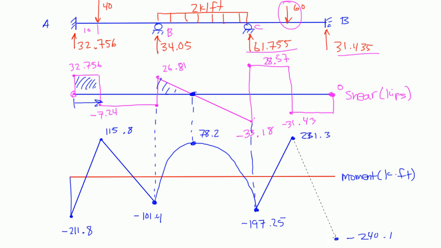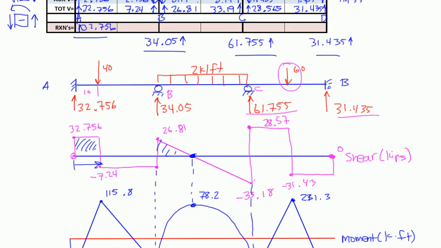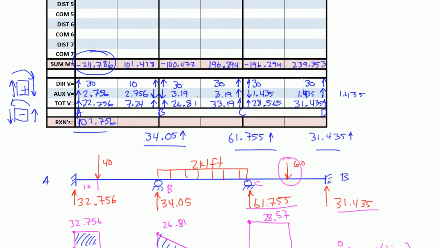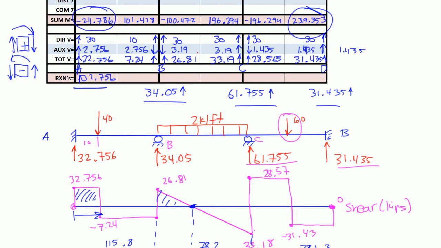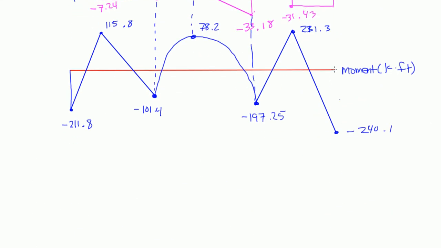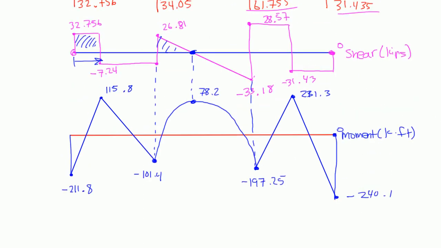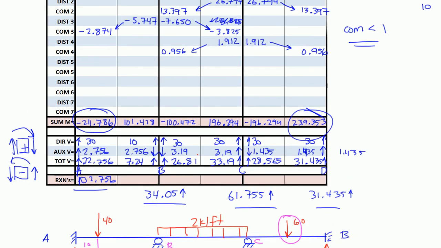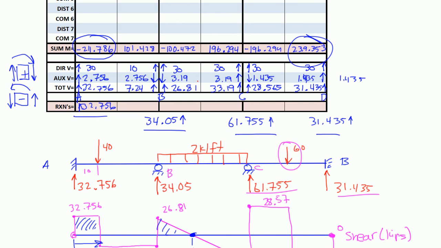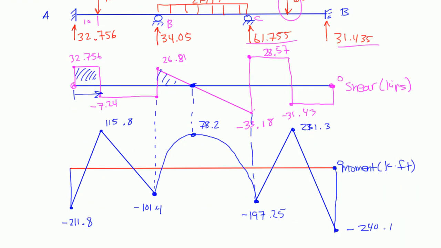And then if you look back at the moment distribution, you had a negative moment, but here you have a positive, so it's going to push it back up to 239. It should give you something close to 0. So that's the moment diagram. This is how you use the moment distribution method to figure out your reactions, and then eventually draw your shear and moment diagram. Alright, hopefully that helped some.